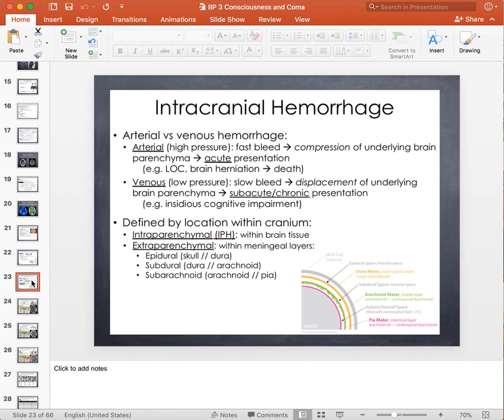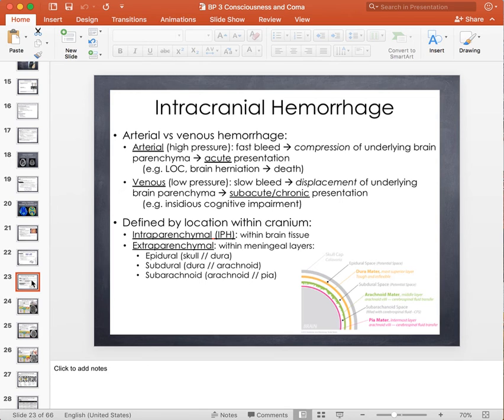So intracranial hemorrhage is an important cause of structural coma to think about. We define different intracranial hemorrhages by where they occur within the cranium. So you've got intraparenchymal hemorrhages, which occur right within the brain tissue, and that's going to be your hemorrhagic stroke. And then there's extraparenchymal hemorrhages that occur between different meningeal layers, and they tend to have different causes and different presentations.